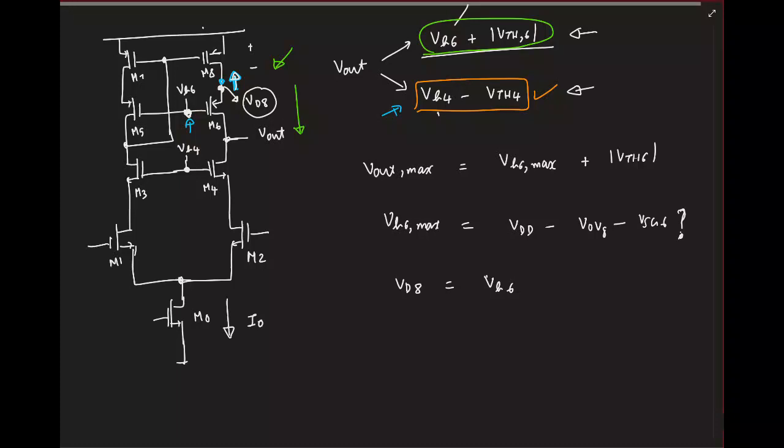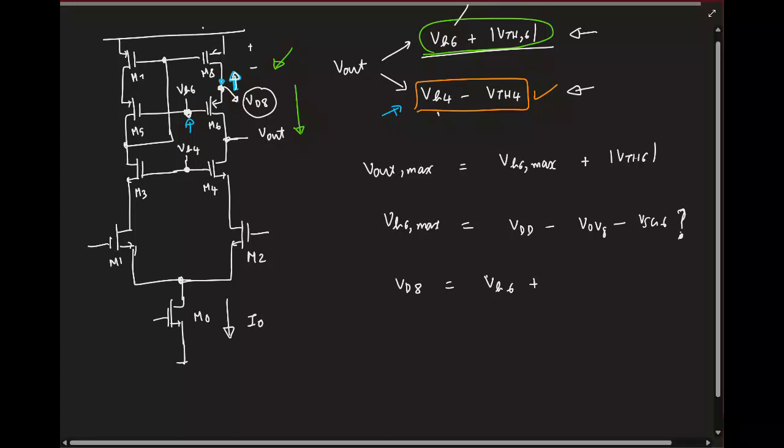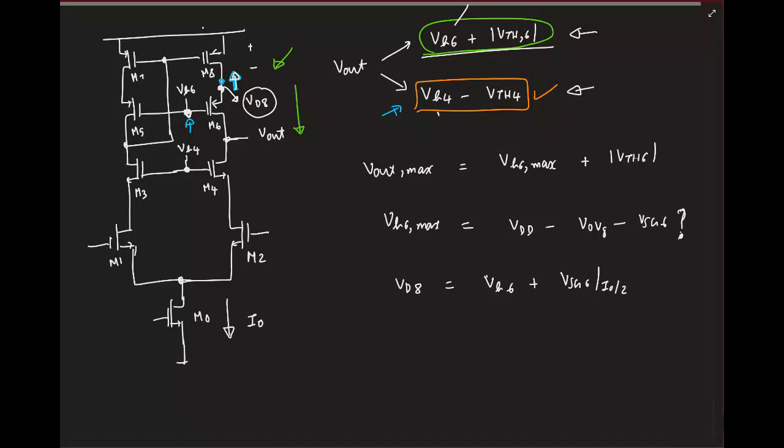If the gate is at VB6, what will be the source voltage? VB6 plus mod VSG6 when it's carrying a current of I naught by 2, right? So now tell me what is VB6 max then? And what is the maximum value VD8 can have? It's limited by this guy.